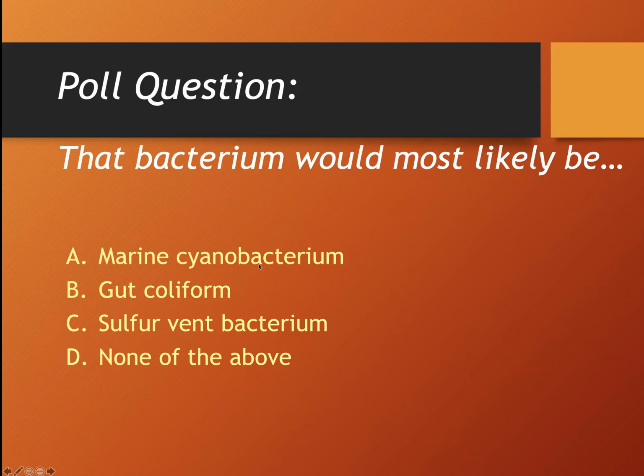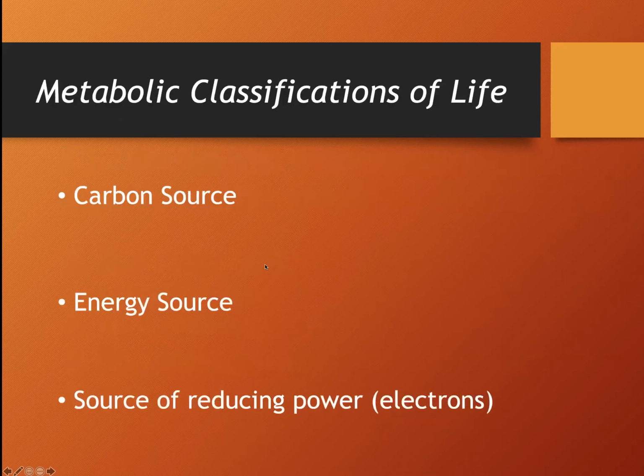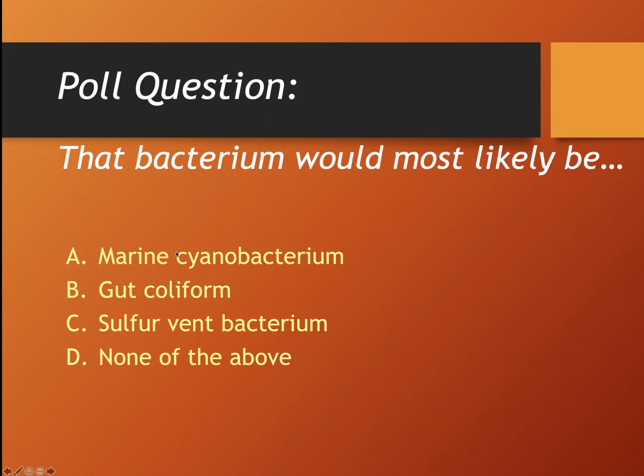So why is it not a cyanobacterium? Because it uses CO2. Right, so cyanos use CO2, and in this case, they're not doing that, right? Correct. Okay, so a gut coliform, right? So a coliform bacteria like E. coli lives in your gut. Do you think a coliform bacteria could potentially break down plant material?